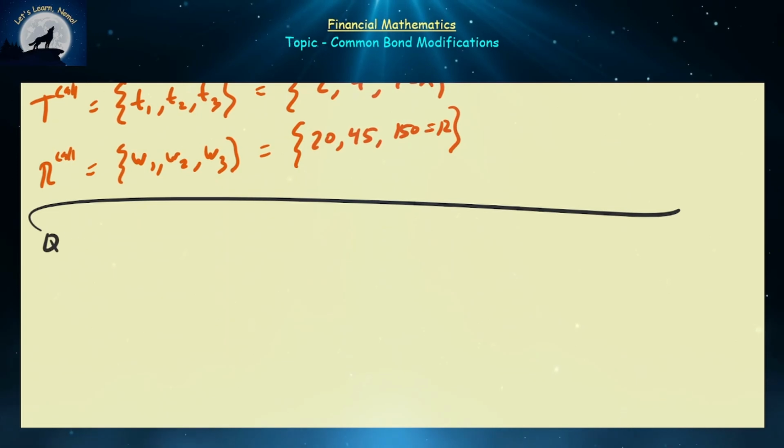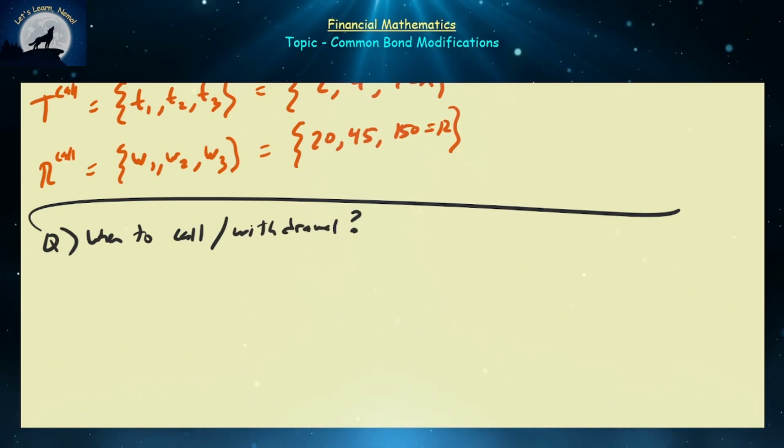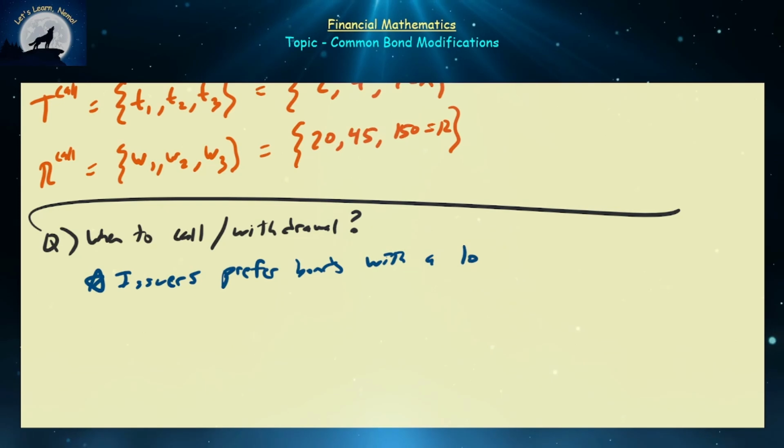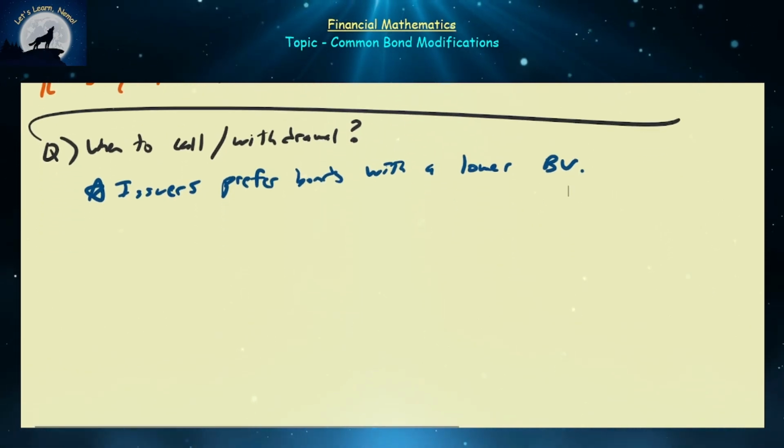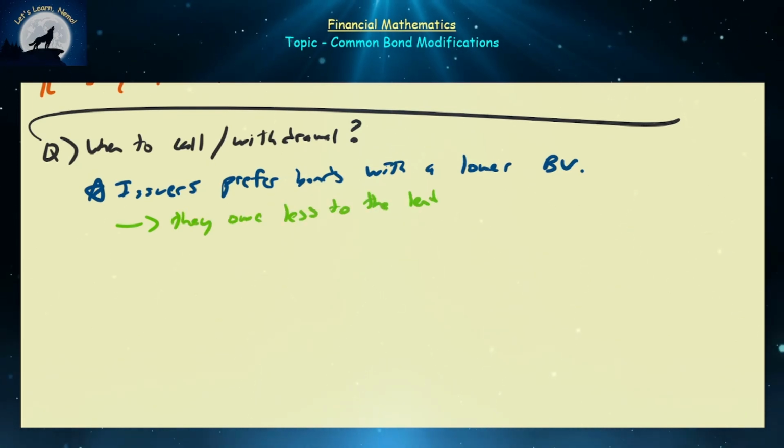So let's now talk a couple of strategies. So when to call, and some people also say withdraw from the bond. Right? So a couple important points. Issuers, the people we lend money to, prefer bonds with a lower book value. Now think about that. Why would issuers prefer bonds with a lower book value? Well, one obvious reason is that they owe less to the lenders, which is us.